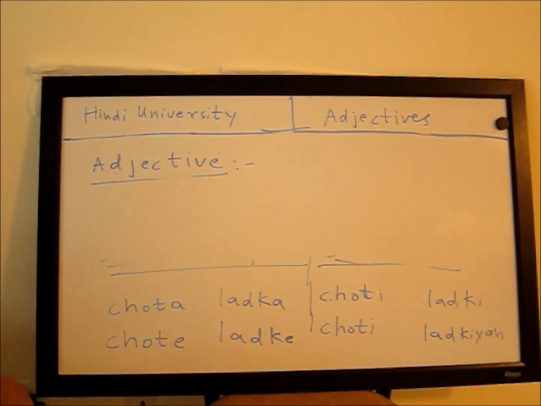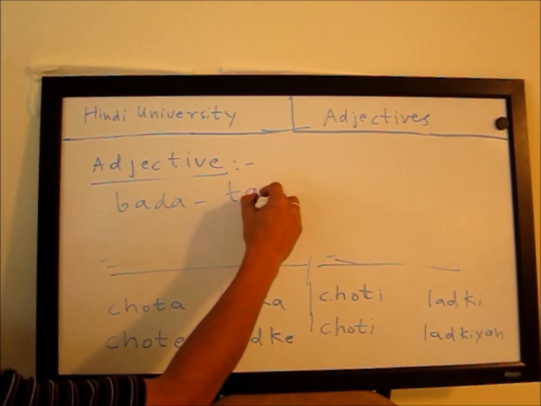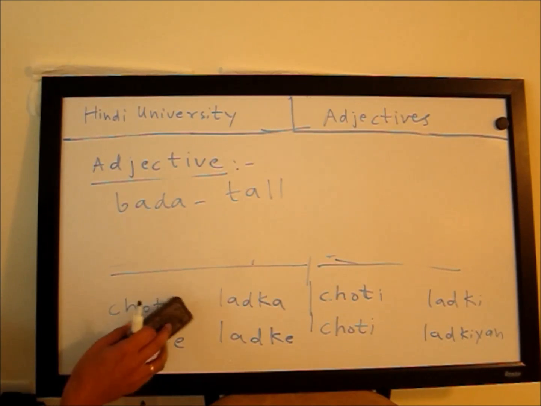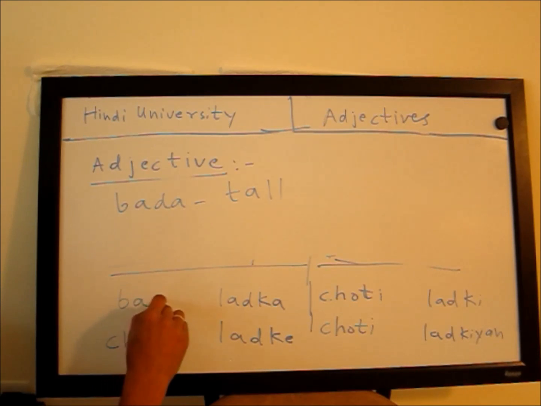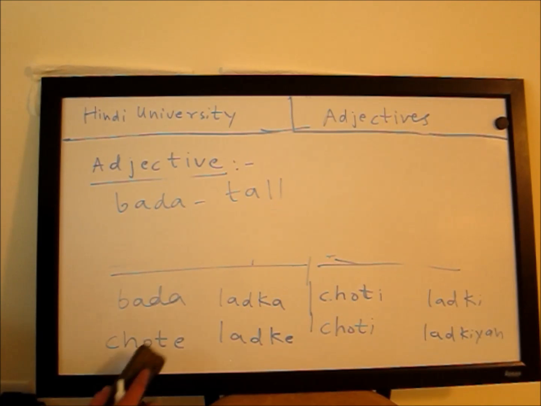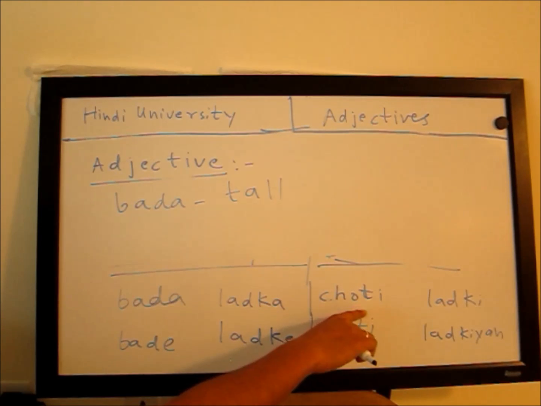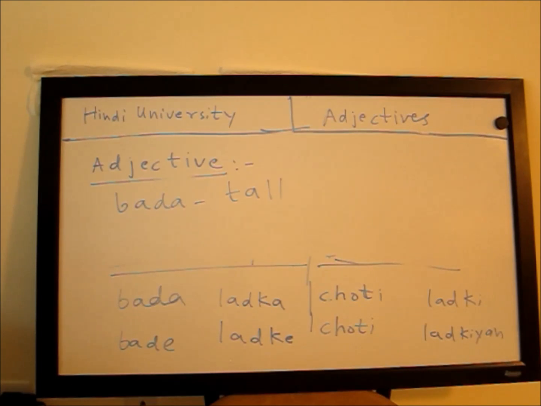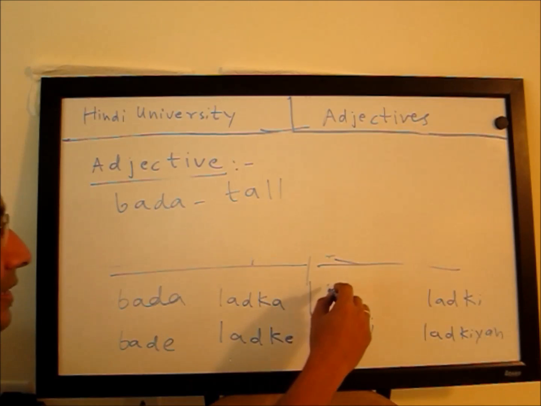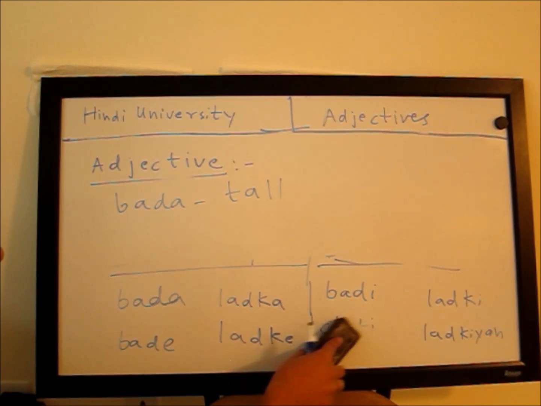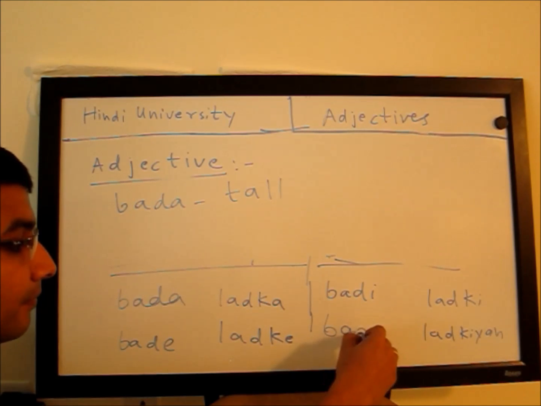Let's take another example. Take bada. Bada is tall. If you have to replace now these four adjectives, if it is singular, it would be bada ladka. You see here it's e at the end. So it would be bade ladke, masculine plural. For a tall girl, it would be badi ladki. Tall girls, it would remain the same. It would be badi ladkiyan.